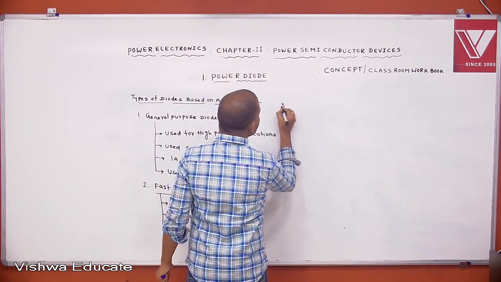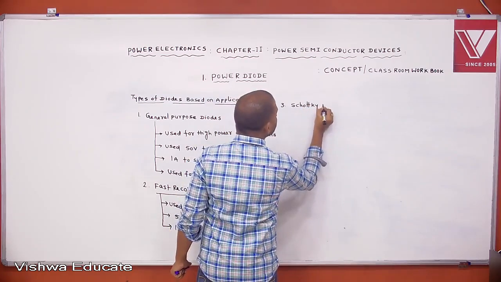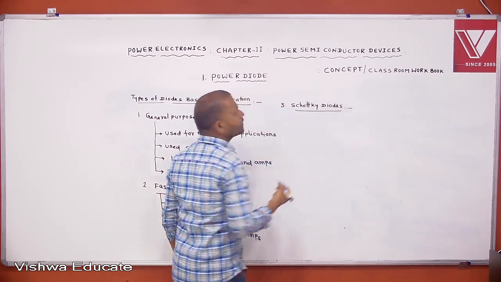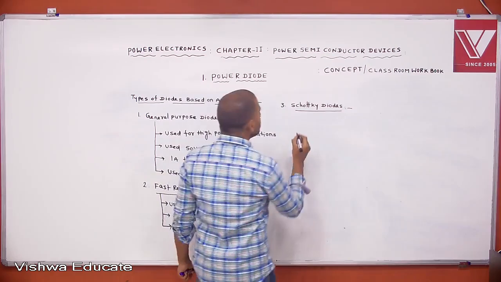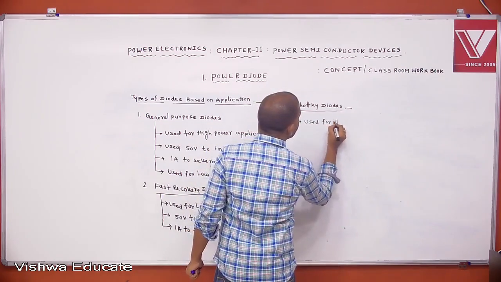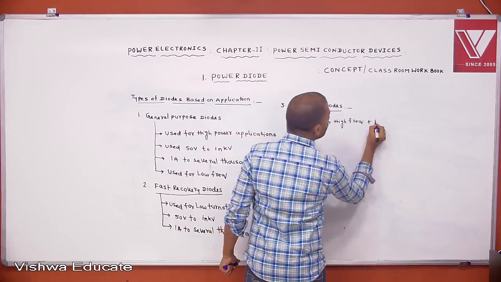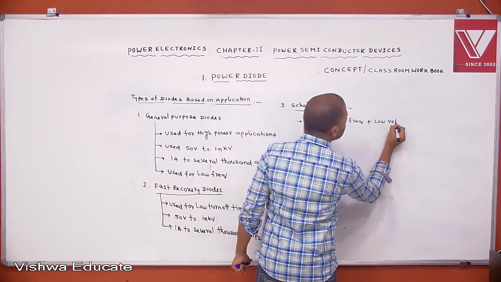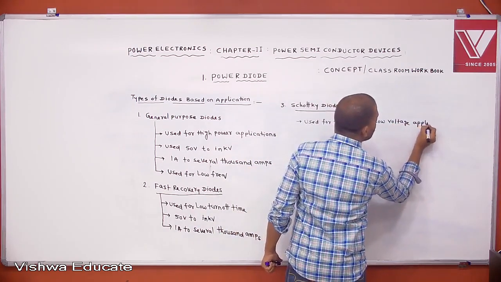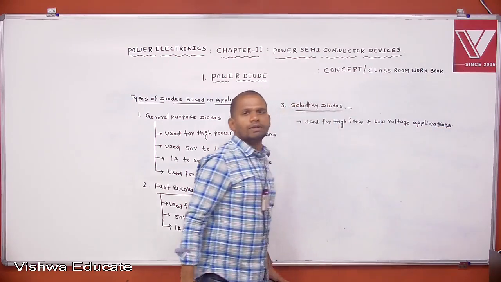Then the third one is Schottky diodes. Where can we use Schottky diodes? These are used for high frequency and low voltage applications. They are not used for high voltage.